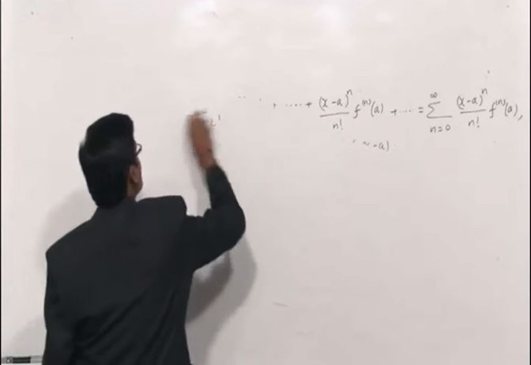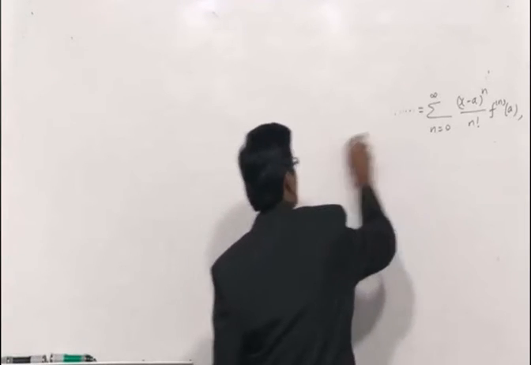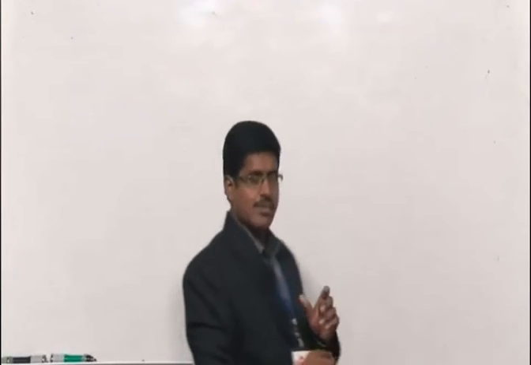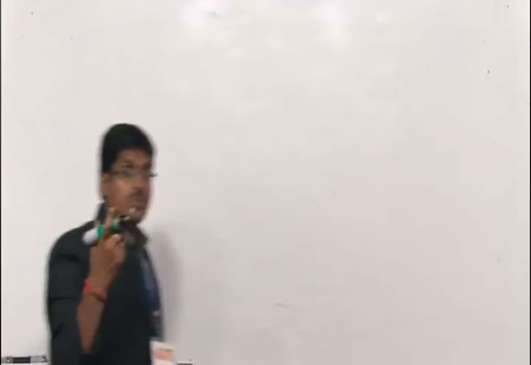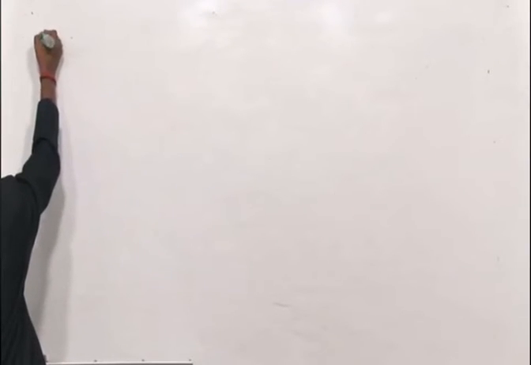So these expansions are valid for some conditions, for some values of x or all values of x. Those values of x are called the region of convergence. Depending on the function, for some values of x or all values of x, this series is going to be convergent. Please remember, the values of x where the Taylor series or Maclaurin series is convergent are called the region of convergence. Note.